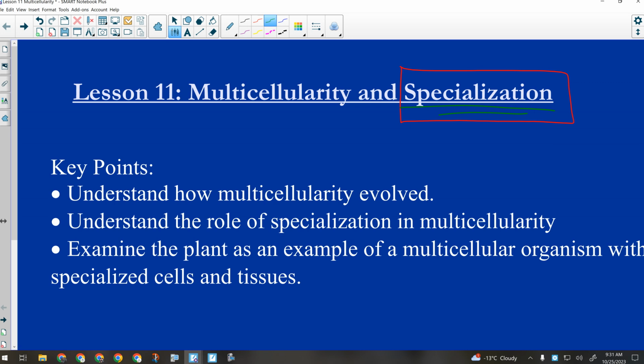So we're going to look at how multicellularity evolved. We're going to look at the role of specialization in multicellularity. In other words, you have to have it or you're not. And examine the plant as an example of a multicellular organism with specialized cells and tissues. We actually don't look at animals in Science 10. In Science 10, the plant is our multicellular organism example. In biology 20 and biology 30, you do a lot more with animals.